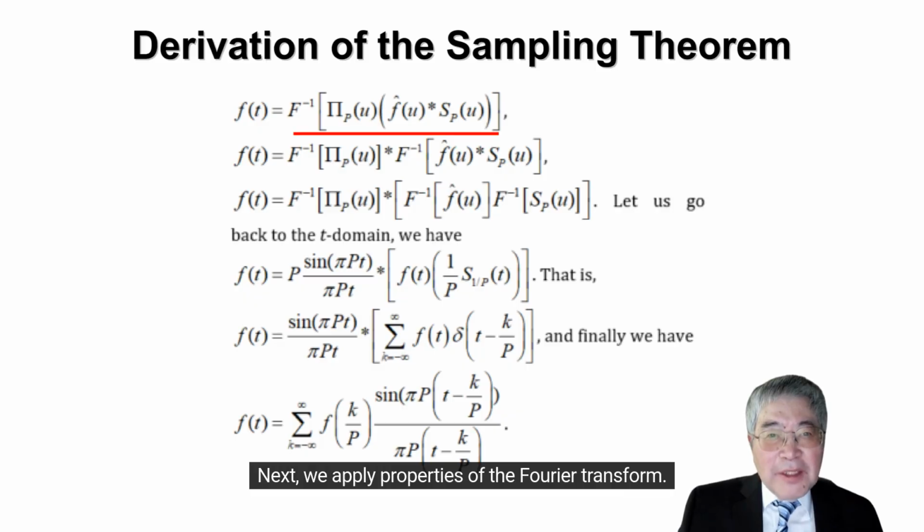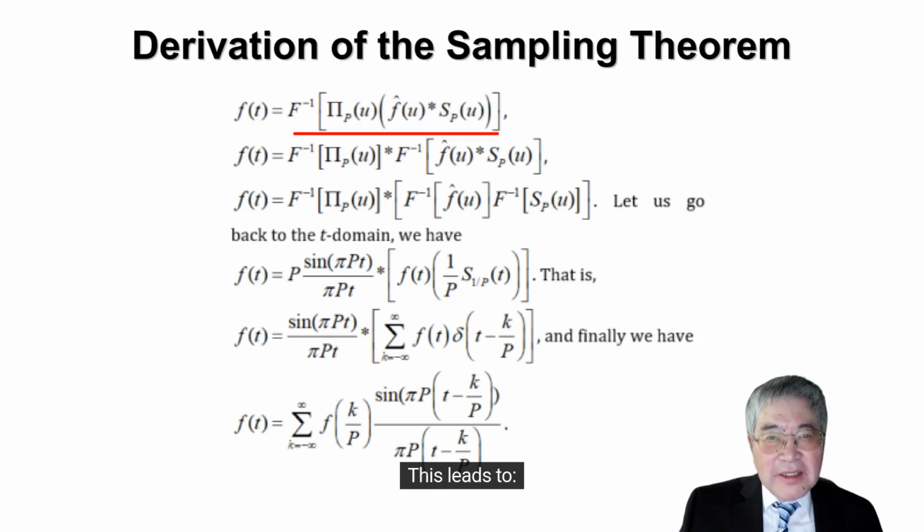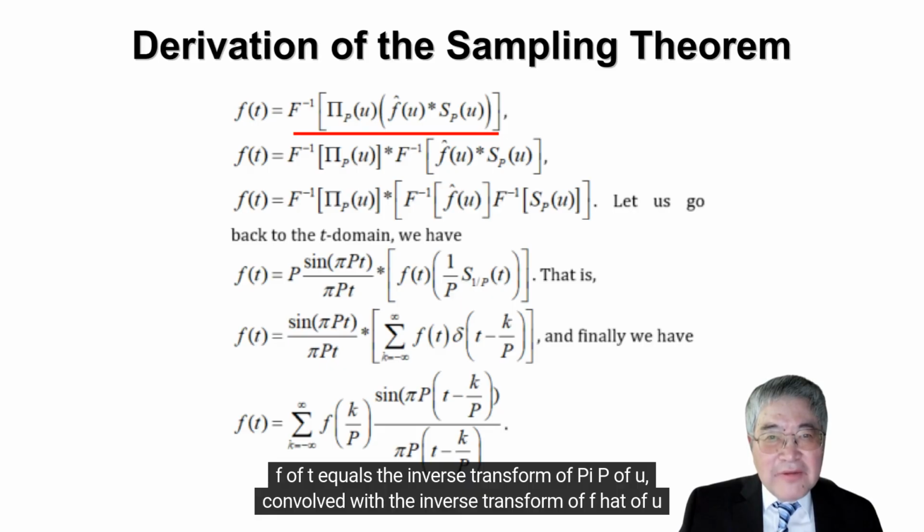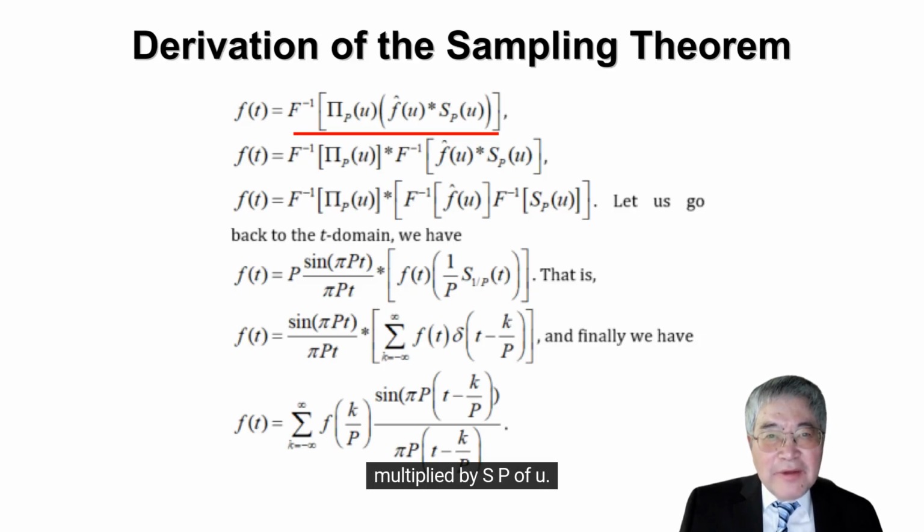Next, we apply properties of the Fourier transform. We pull out the convolution and apply inverse transforms separately. This leads to f of t equals the inverse transform of pi p of u, convolved with the inverse transform of f hat of u multiplied by sp of u. Then we take this result back to the time domain.